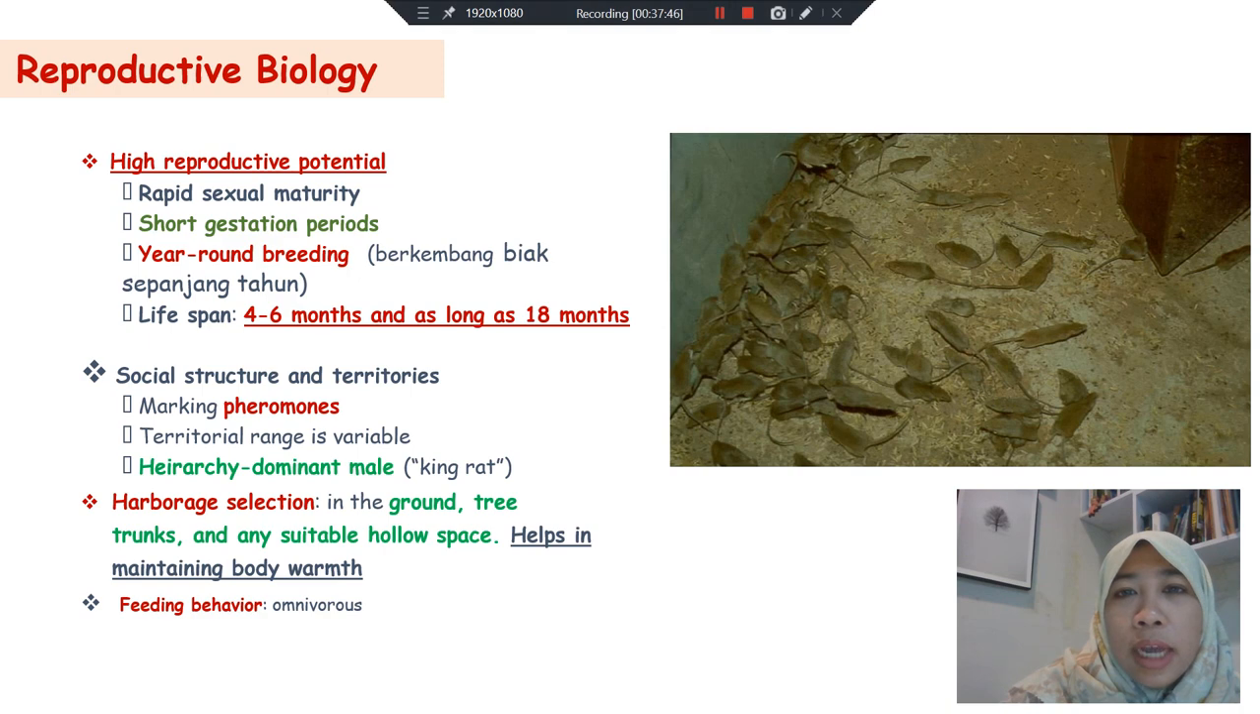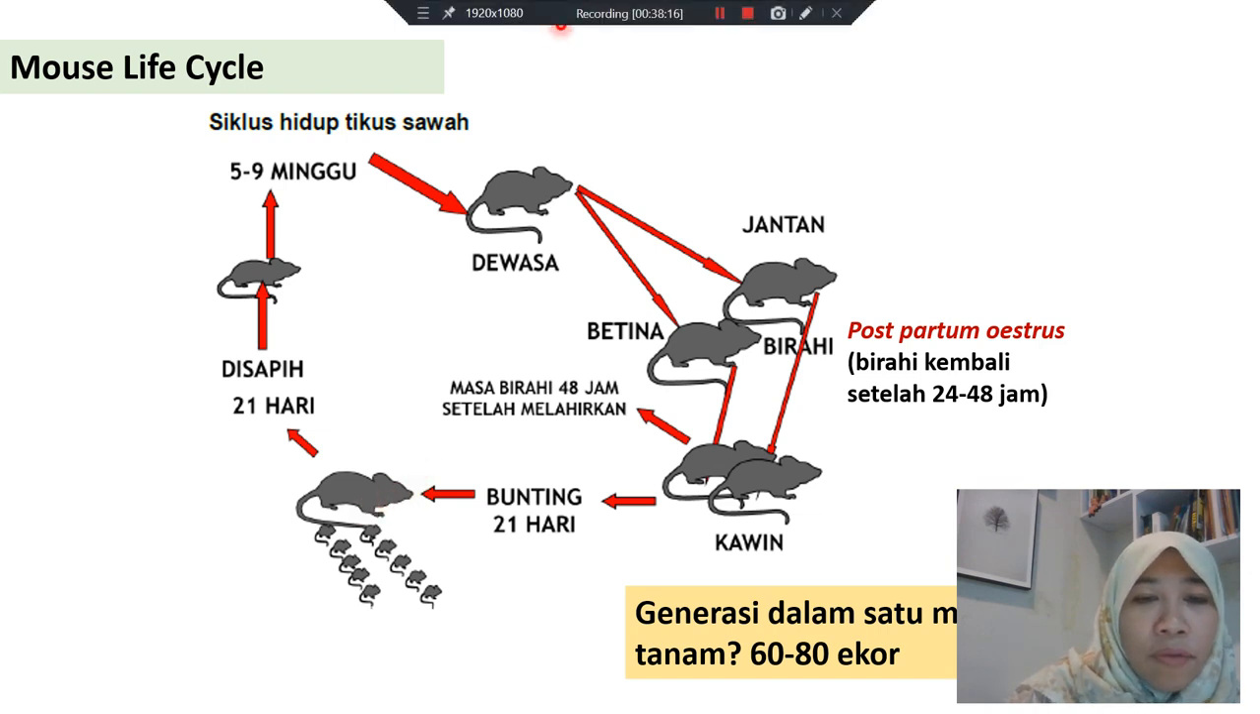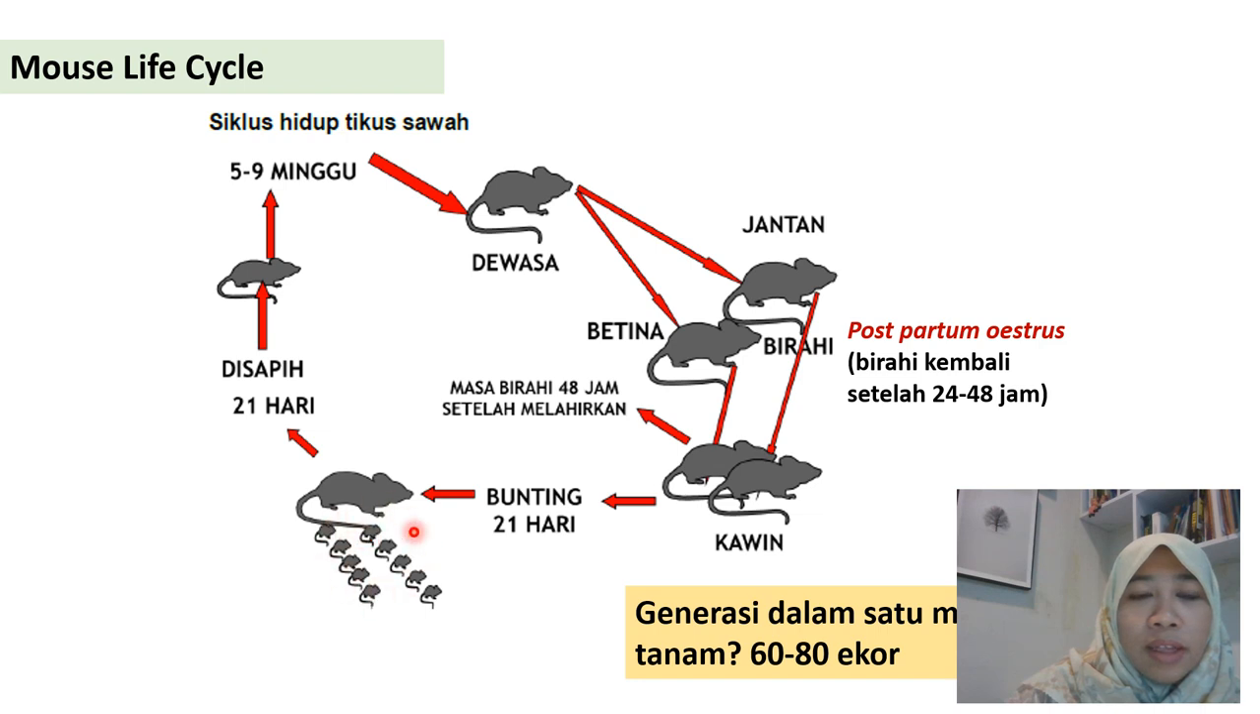Then we move to the next slide. Mouse life cycle. This is a male and this is a female. And then they mate, and then they get pregnant, or in Indonesia, bunting. They are pregnant for about 21 days. Only 21 days they are pregnant, and then they produce a lot of, this is anakan.